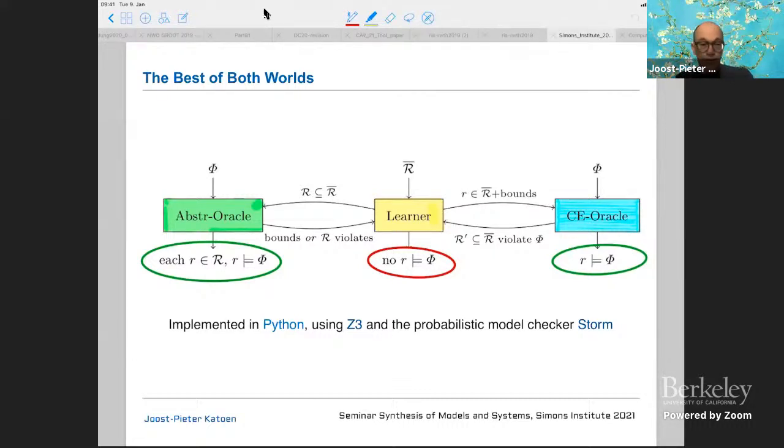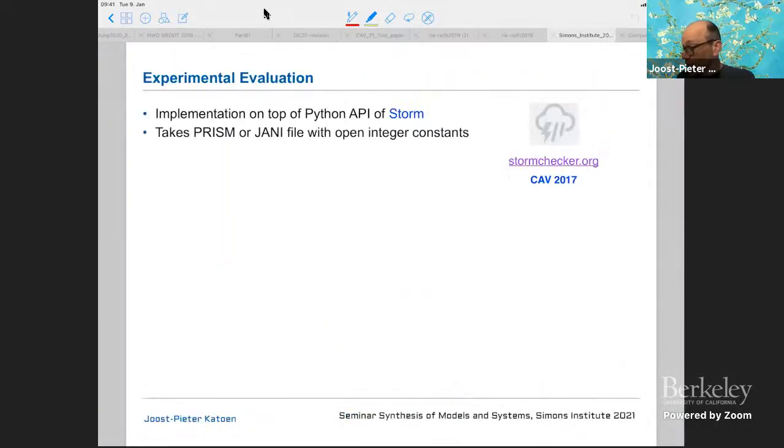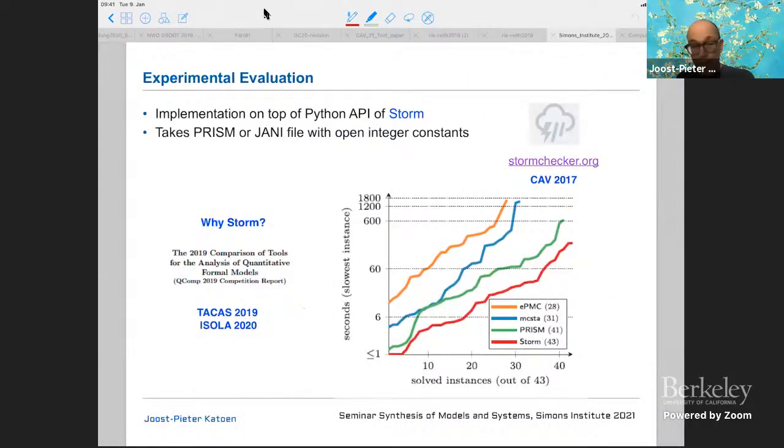This looks conceptually quite simple. But the details are actually quite laborious and intricate to find out and to make this work efficiently. This has all been implemented in Python using Z3 as a satisfiability checker and the probabilistic model checker Storm to do the model checking underneath. So we used this Storm model checker.